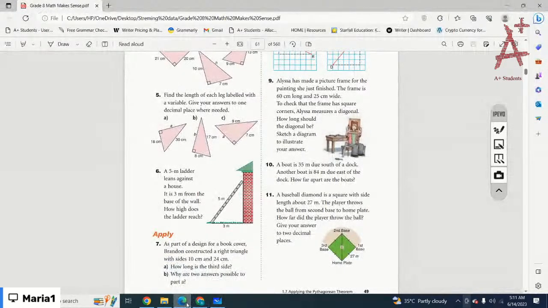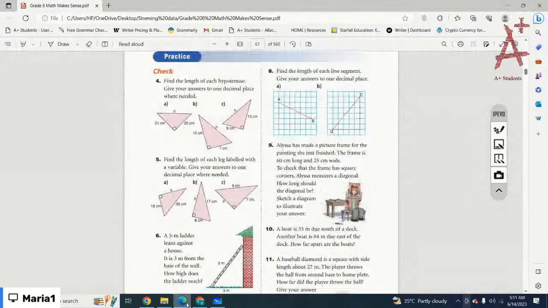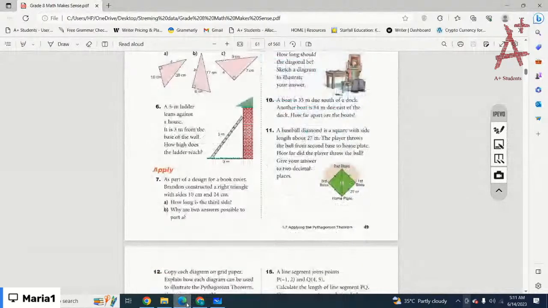Okay, the next question is, let's just start with question number 10. A boat is 35 meters due south of a dock. Another boat is 84 meters due east of the dock. How far apart are the boats? Got it? You have to calculate how far apart the boats are.